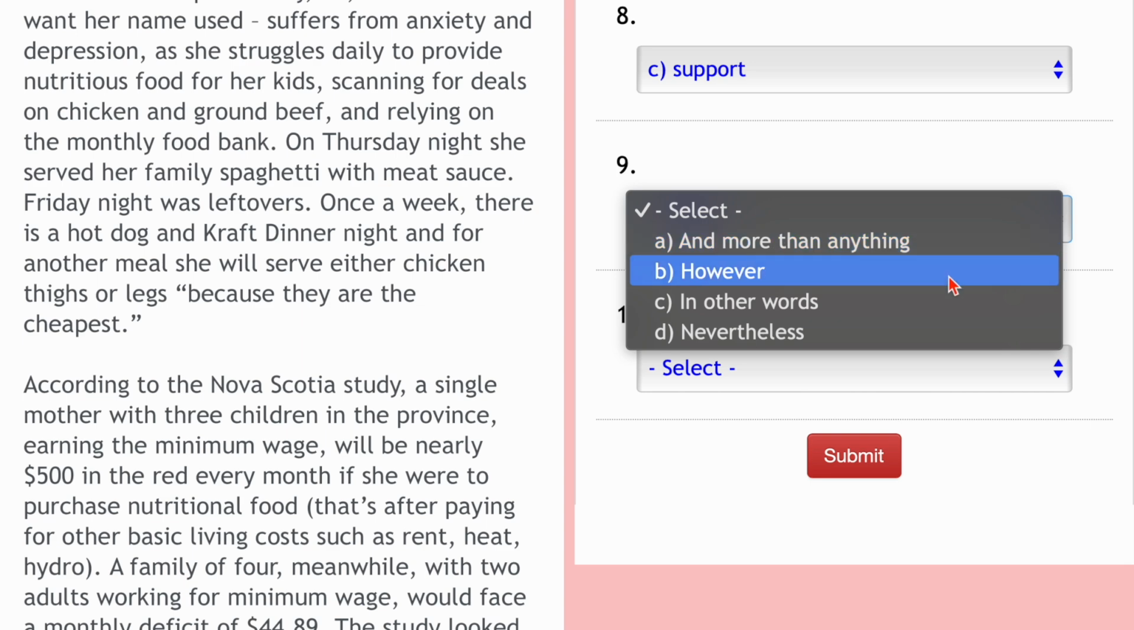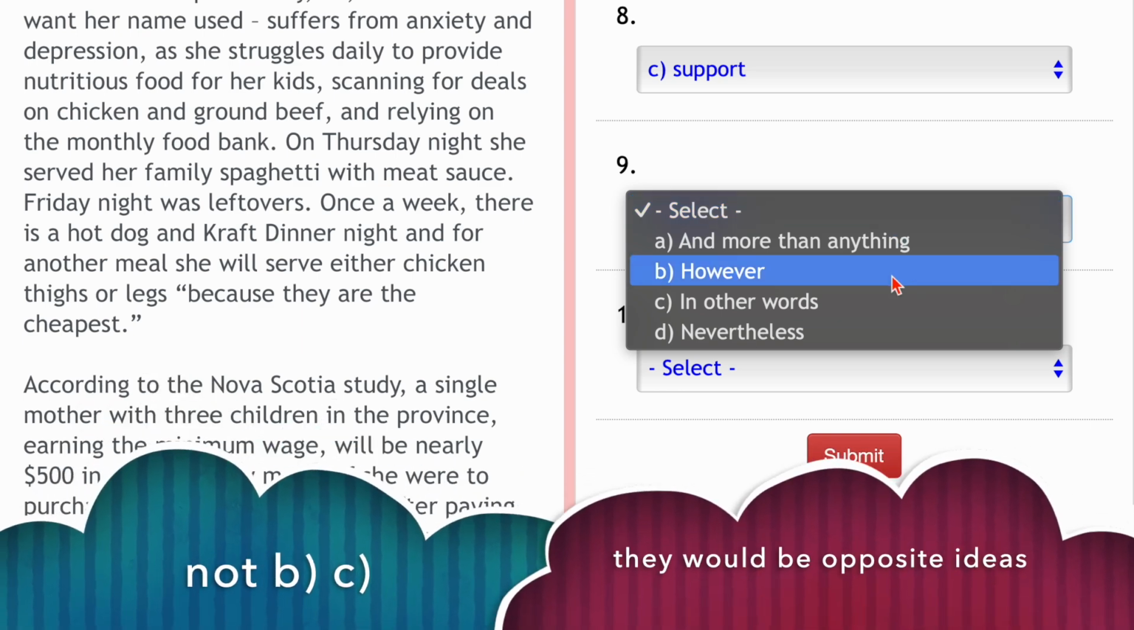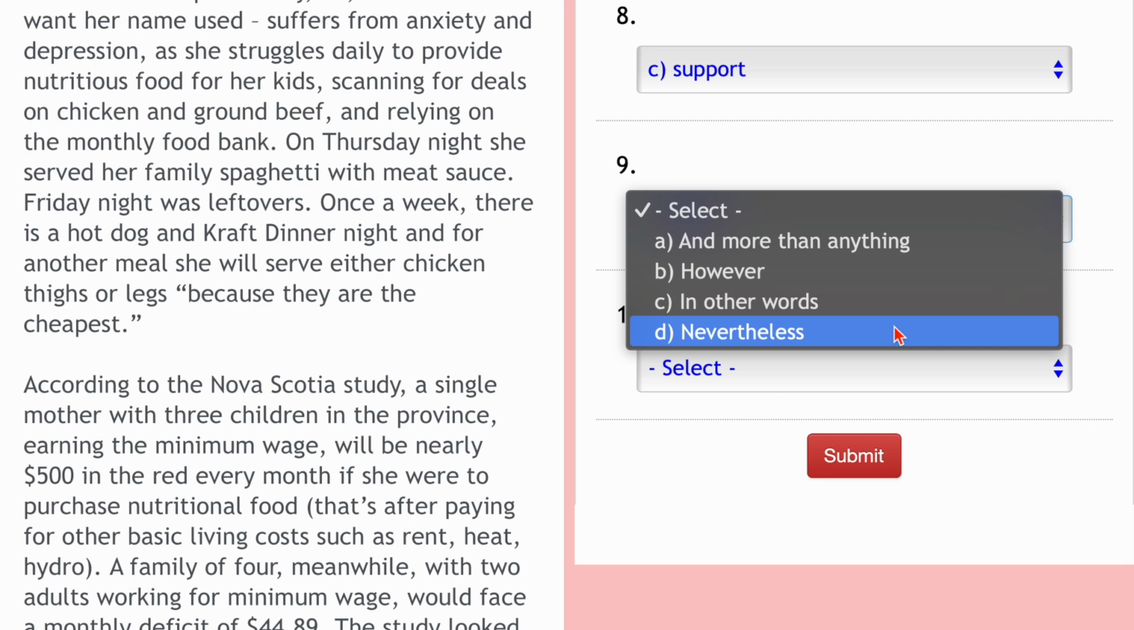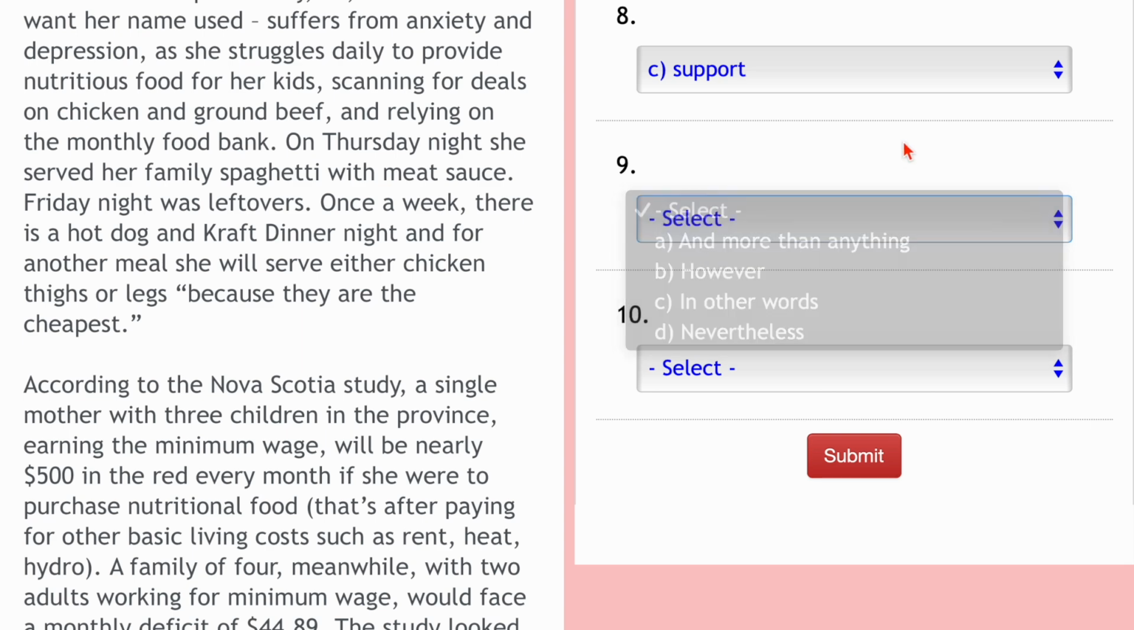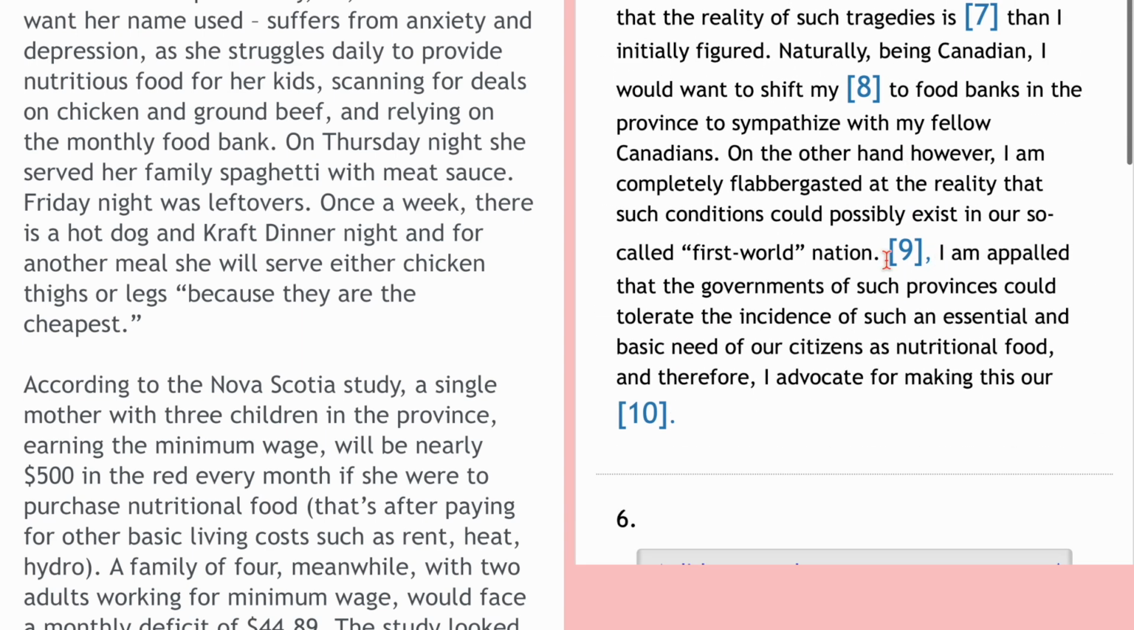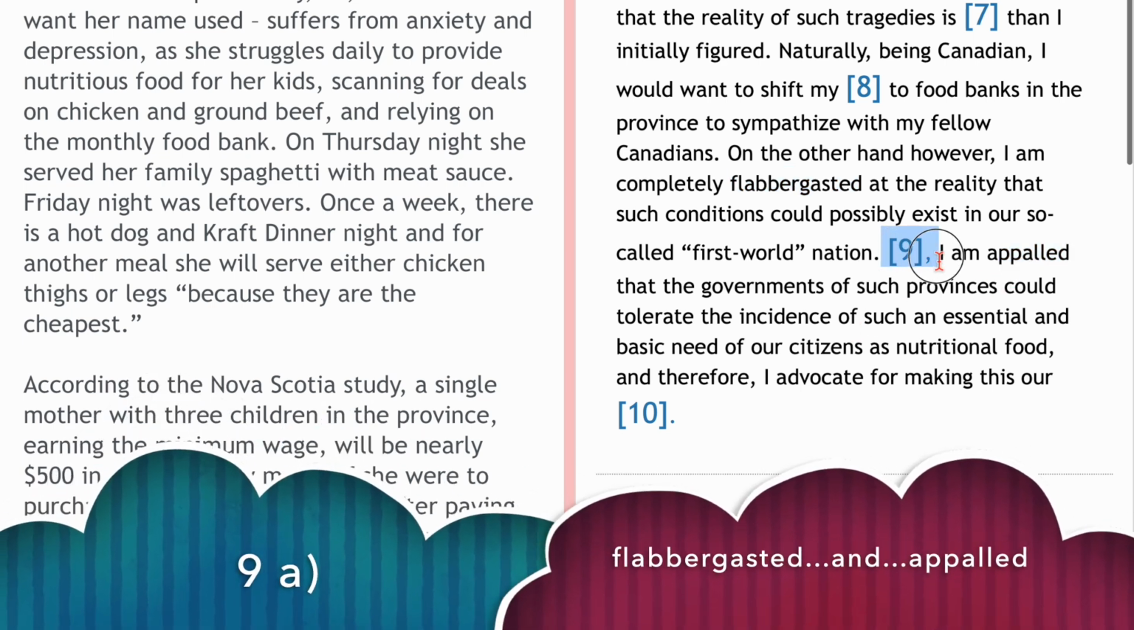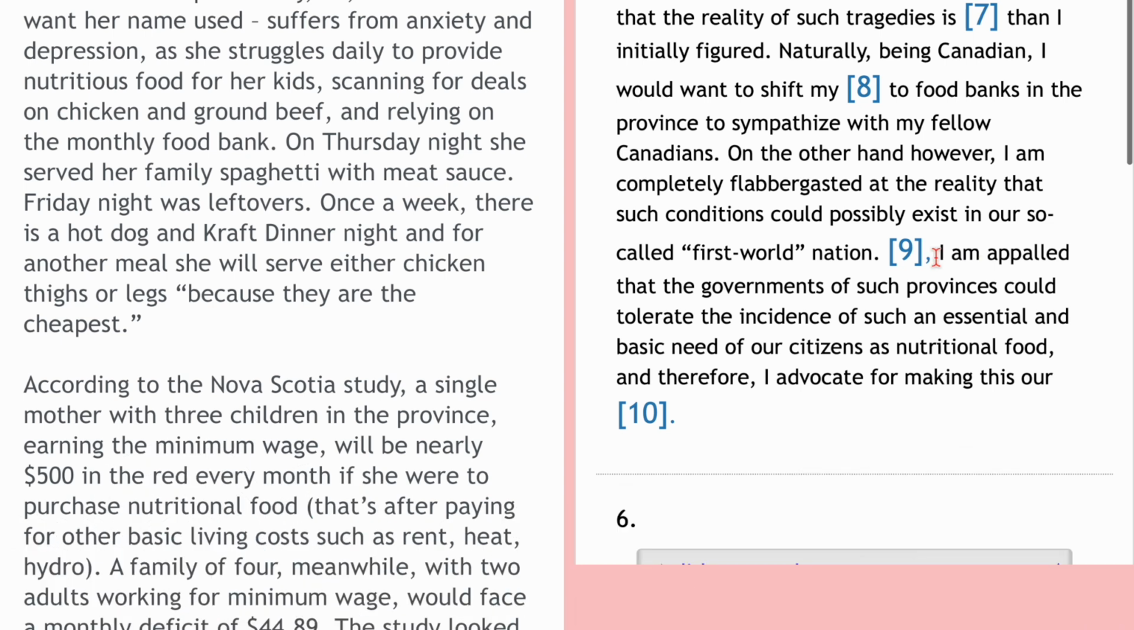And more than anything, however, in other words, nevertheless. So, not however or nevertheless, because those also mean however or but. And here it says, I'm flabbergasted and appalled. And more than anything, I am appalled. Right. So, more than anything, I'm appalled that the governments of these provinces are not doing anything and they're just tolerating it, letting it happen, accepting it.